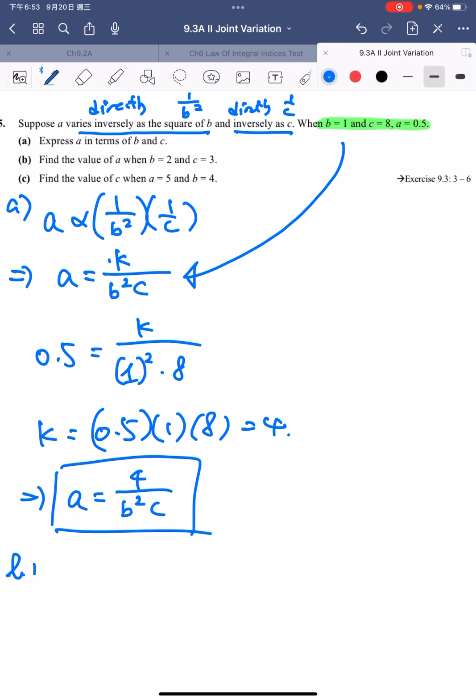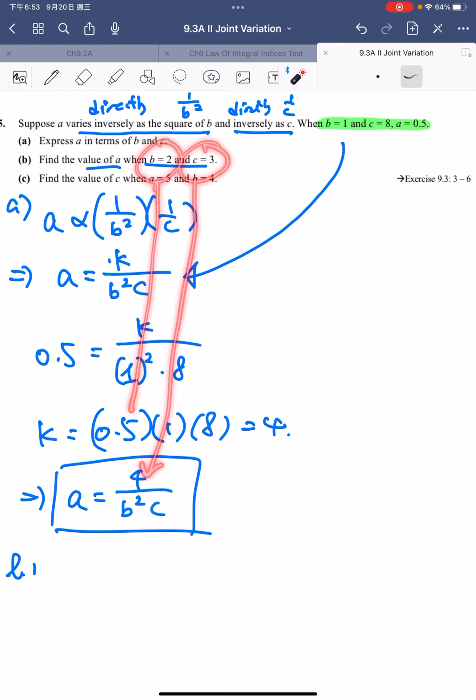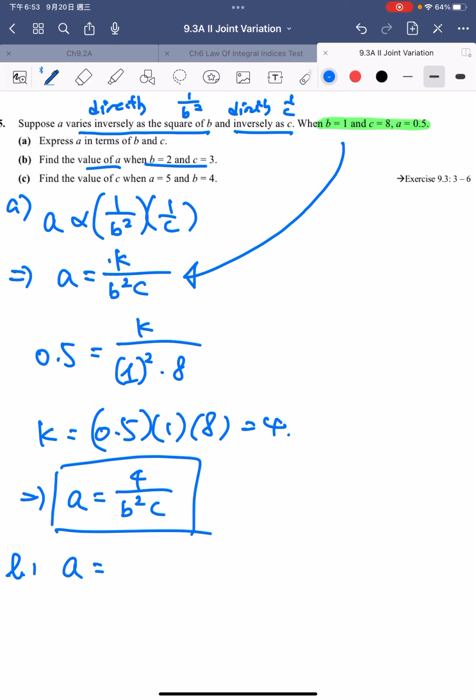So question B, we need to find out the value of a when b equal to 2 and c equal to 3. So we basically just substitute b equal to 2 and c equal to 3 back into our formula here. So we have a is equal to 4 divided by 2 squared times 3, where the value of c is 3. Using a calculator, you get 4 divided by 4 times 3. So a is actually just equal to a third.